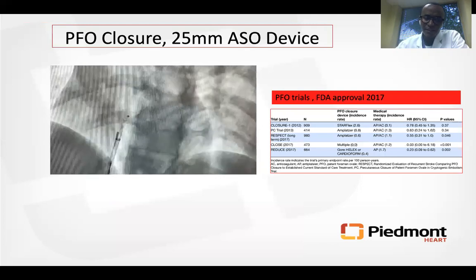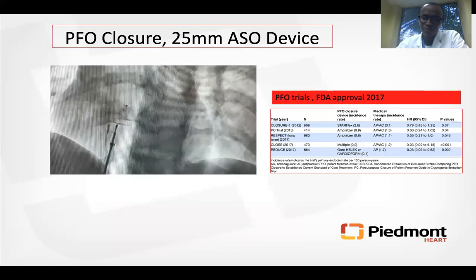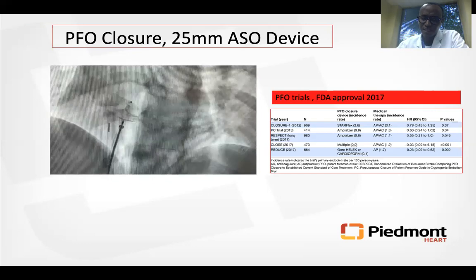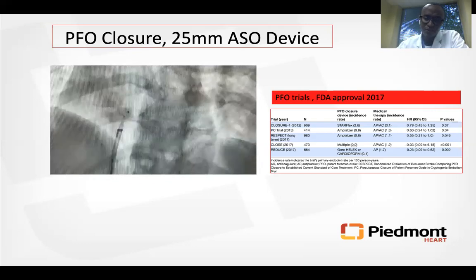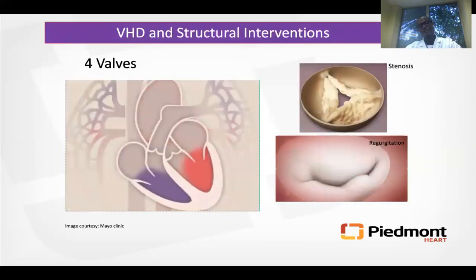This is a fairly simple, straightforward procedure. It's a transvenous access, with 8 to 12 French sheaths, depending on the device size. Essentially, you deploy the left atrial disc first, and then the right atrial disc. Subsequently, the patient goes home the next day.